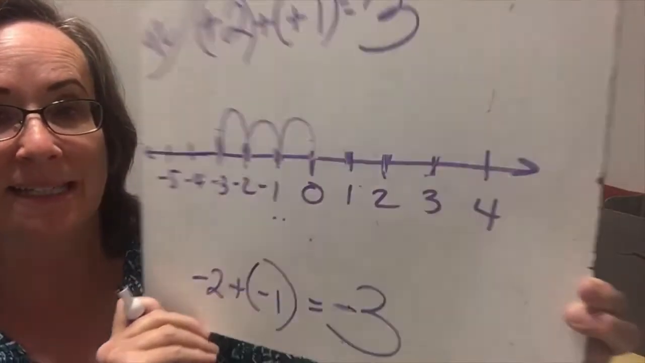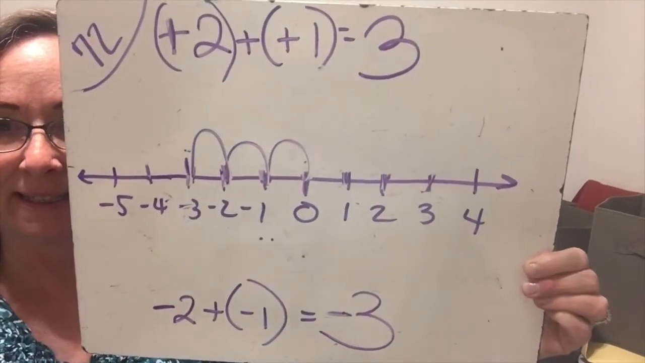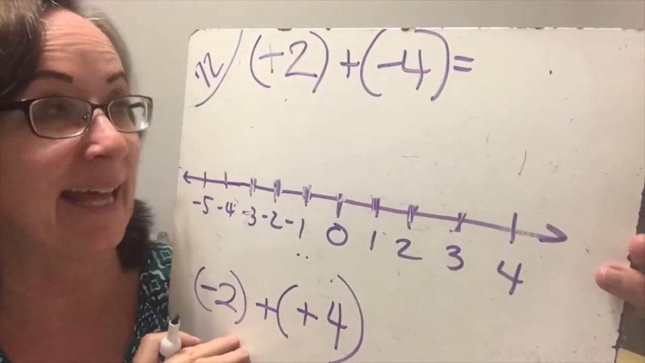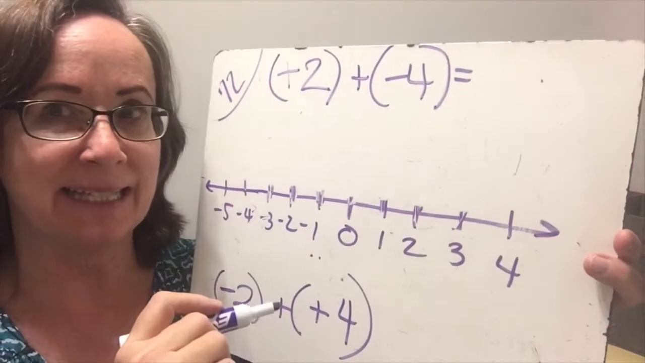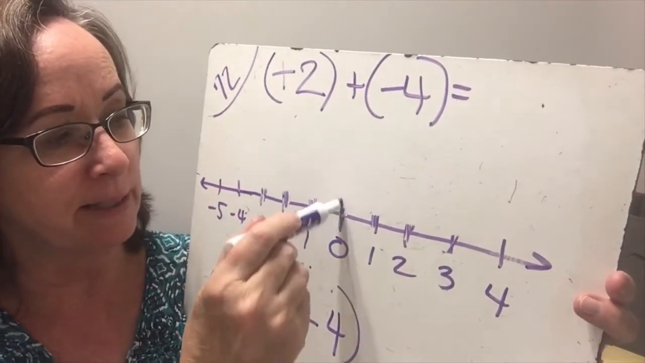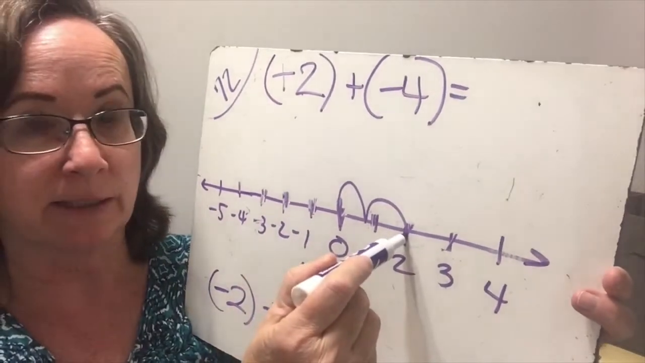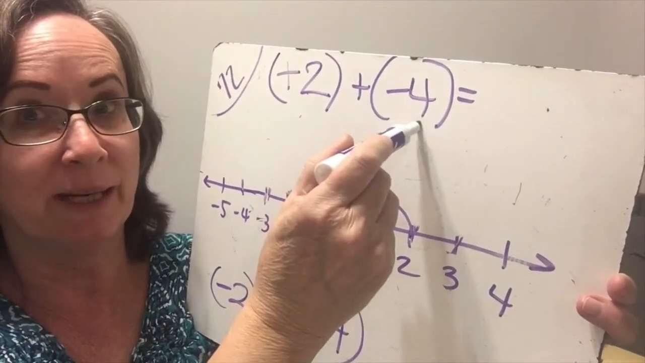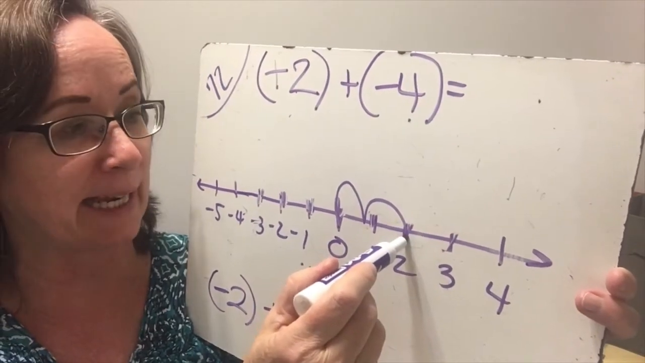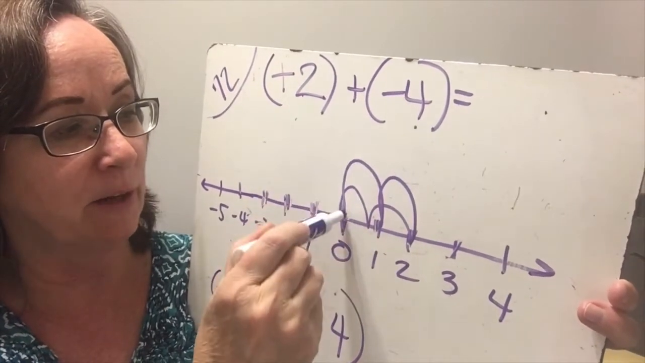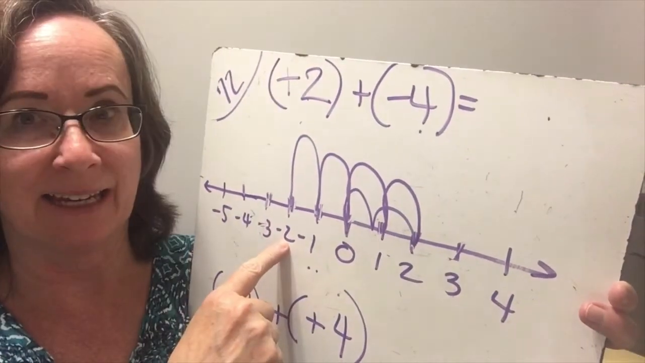And now it is time for us to do our practices. Here are practices A and B. So here we have a +2 plus a -4. So we start at 0. And we take 2 steps in the positive direction. And then we need to take 4 steps in the negative direction from the spot that we just landed at. So 1, 2, 3, 4, and the answer is -2.